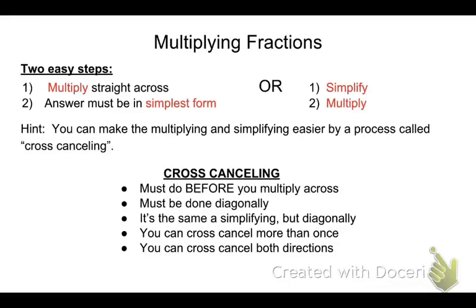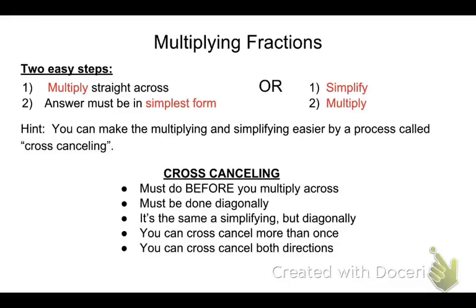Now, the only problem with this is that you end up working with bigger numbers. So when you simplify in the end, you are dealing with bigger numbers. If you read the hint, it says you can make the multiplying and simplifying easier by a process called cross-canceling. This process helps to eliminate working with bigger numbers.